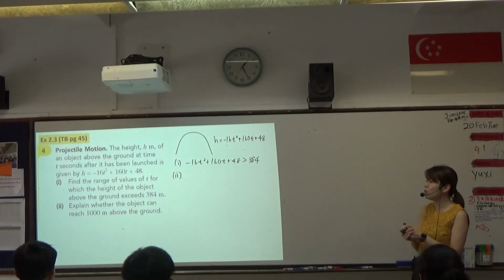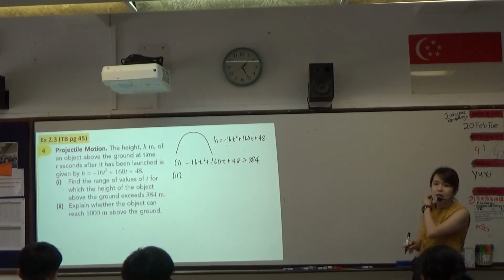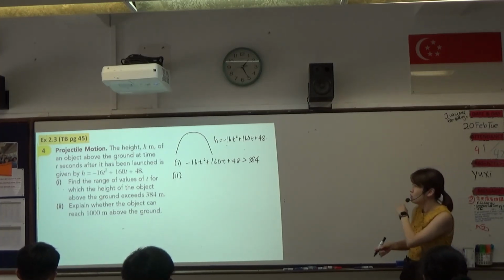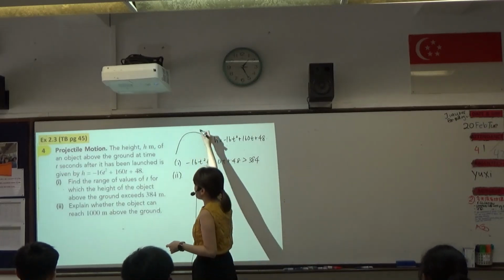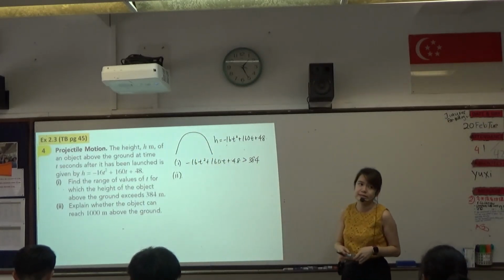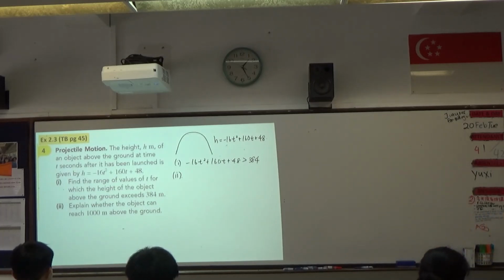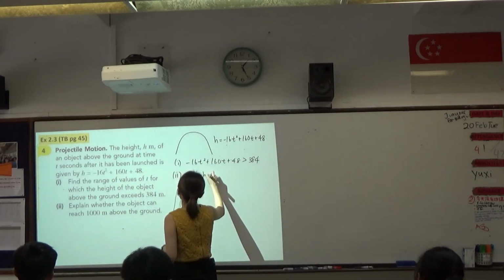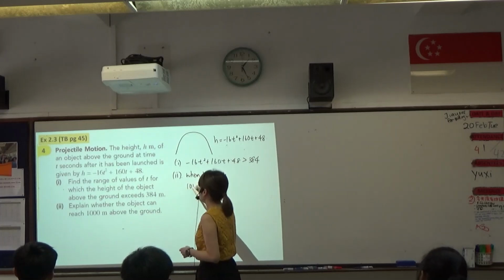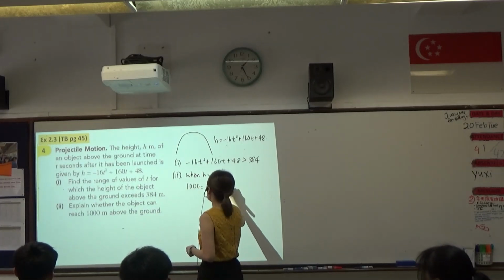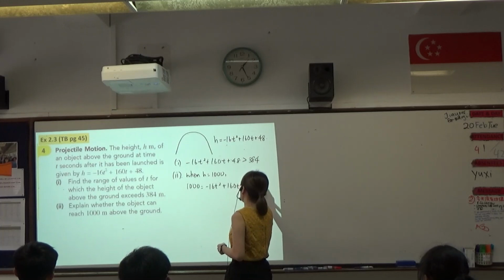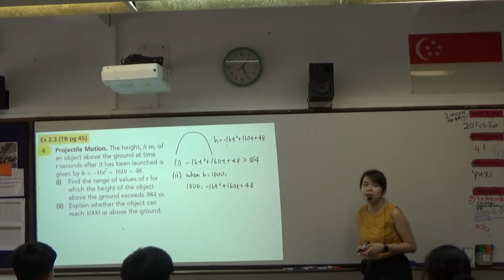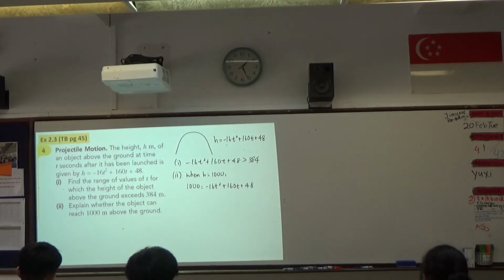The question asks, explain whether the object can reach 1,000 meters above the ground. So we want to know whether in this motion itself, will it reach 1,000 meters? There are several ways to go about doing this. One way is to look at when h is equal to 1,000. So what's the solution like for this equation itself?